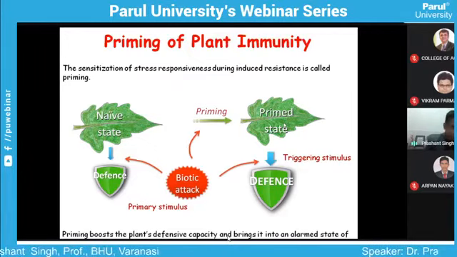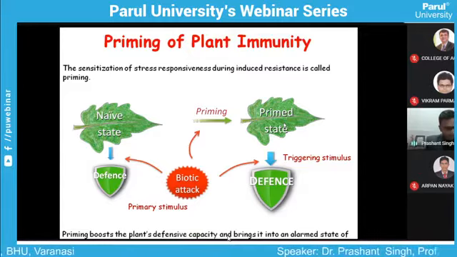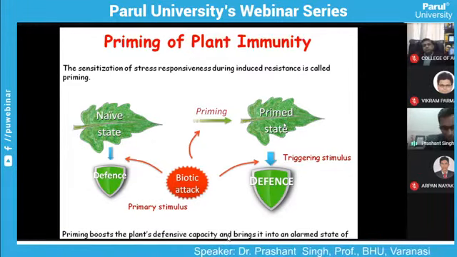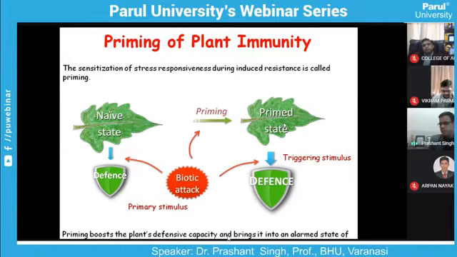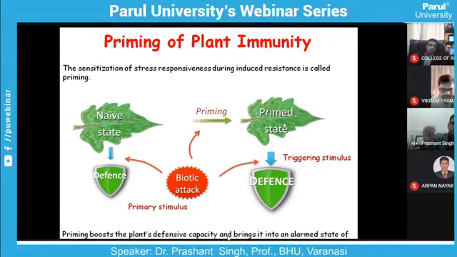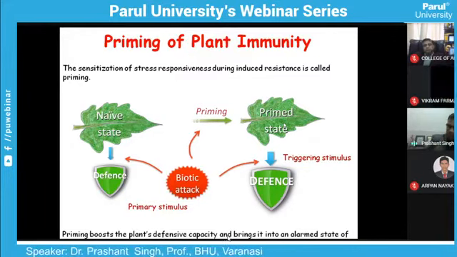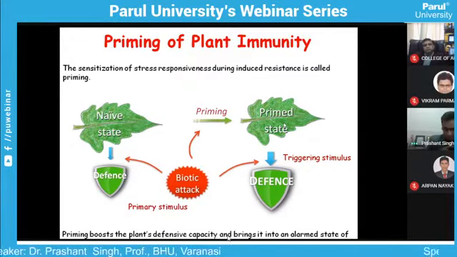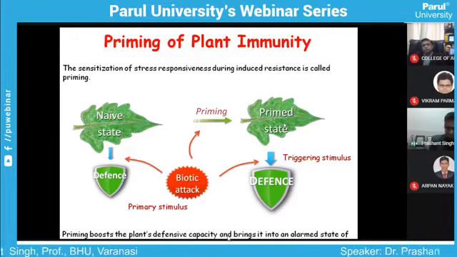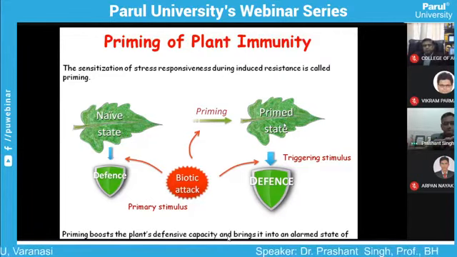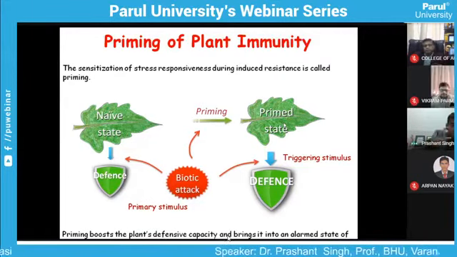And moreover, I use the word vaccination. What happens in vaccination? You use the same antigen and the body develops the antibody. So what we do in priming, we use the same pathogen that causes a disease, but this is regulated. So you need to make sure that this pathogen cannot behave as a stress. This is the thin line that you need to maintain.